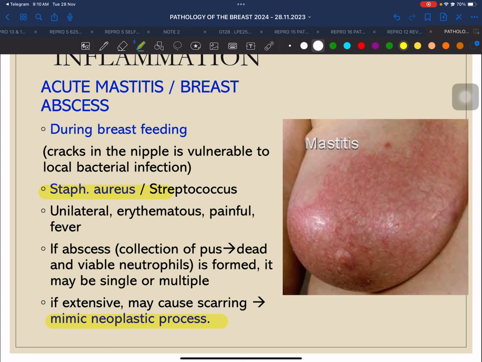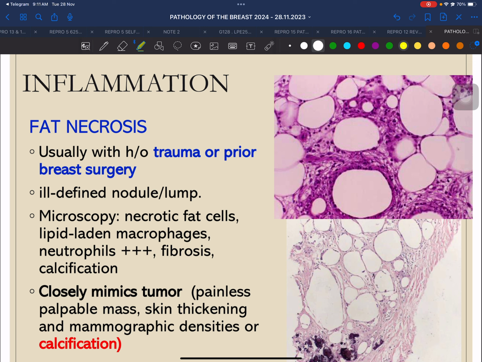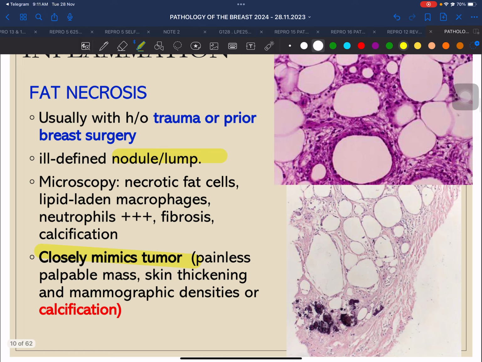Okay, another condition, fat necrosis. Usually, in this condition, you have a history of trauma or prior breast surgery, and it will present with an ill-defined nodule or lump. On microscopy, you will see necrotic fat cells with macrophages engulfing the lipid. That's why you call them lipid-laden macrophages. A lot of neutrophils with fibrosis and calcification. Because of the calcification, you may detect it during mammography, so it may mimic a tumor. Okay.